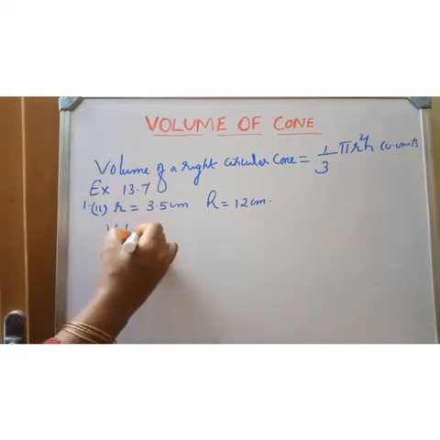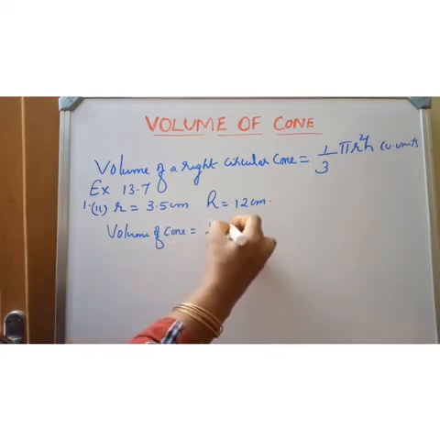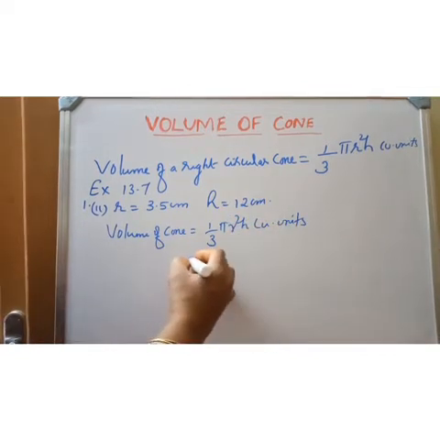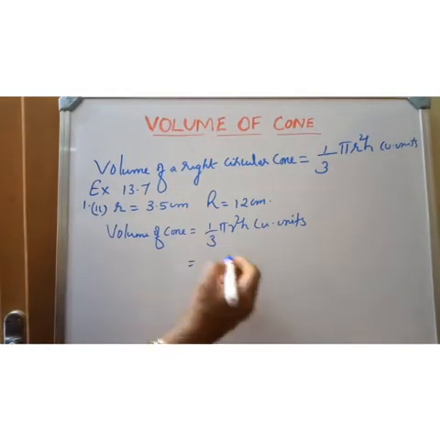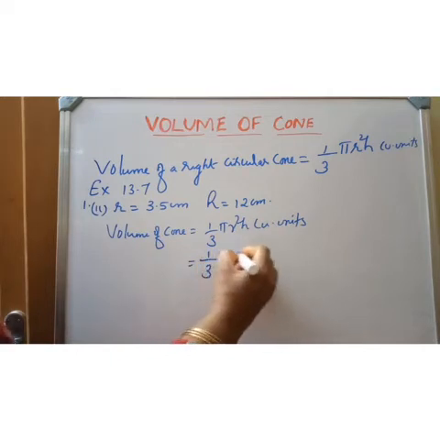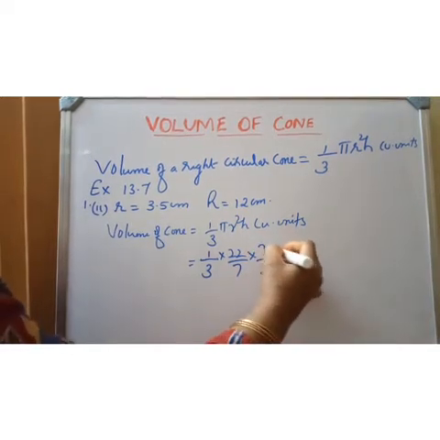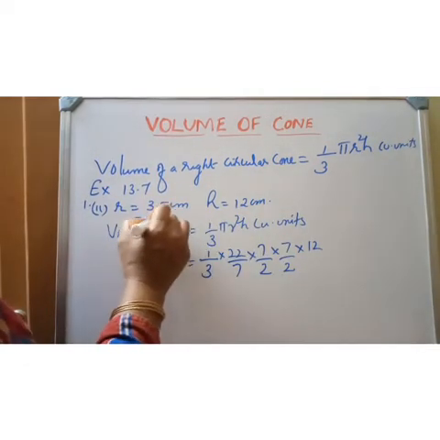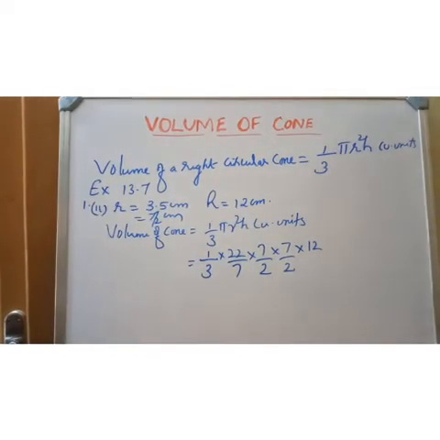Volume of cone equal to, what is the formula? 1 by 3 pi r square h cubic units. So r and h you have to substitute. They will not say pi is 3.14, so we can substitute 22 by 7. That is 1 by 3 into 22 by 7 into 3.5, 7 by 2, isn't it? Into 7 by 2 into h 12. Why did I convert this as 7 by 2? Because for this type of calculation it is easy for us. For that purpose I converted.